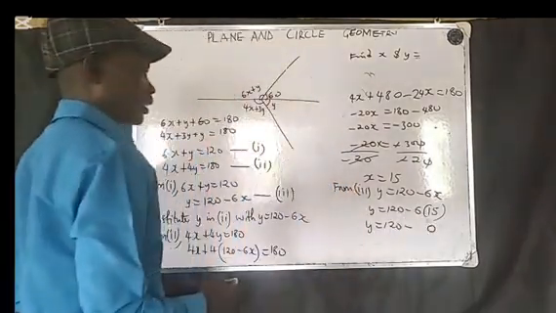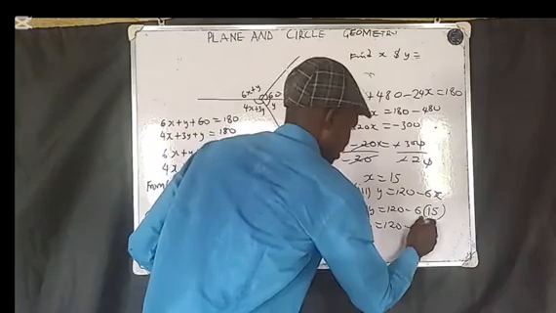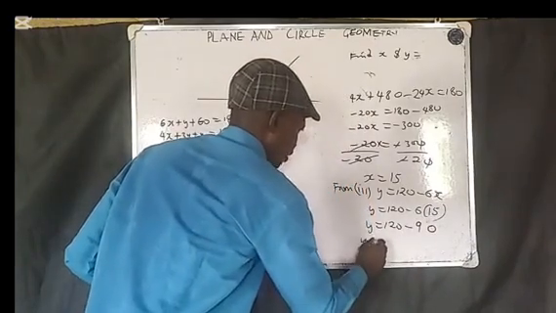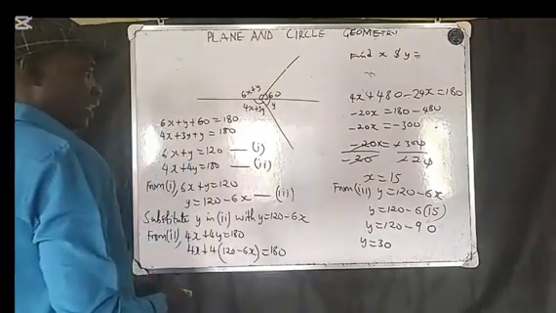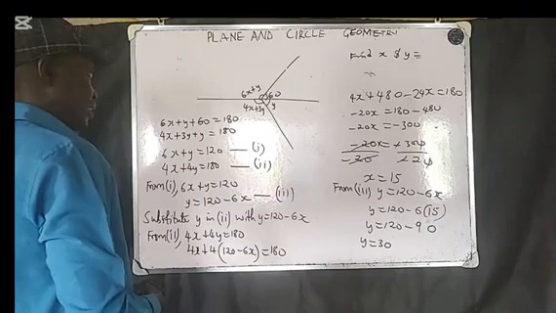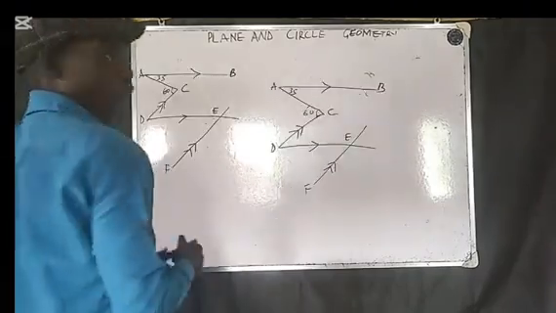6 times 1 is 6, plus 3, that's 90. So 120 minus 90 will give us 30. So our y is 30, while our x is 15.